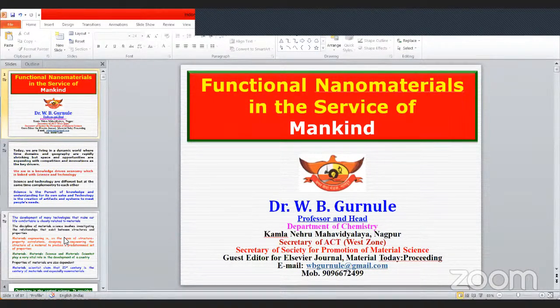Here in the slide, mainly I want to show you the important applications of these nanomaterials. So, three important materials I am going to show you: nano zinc oxide, nano silver, and nano gold, and their applications.